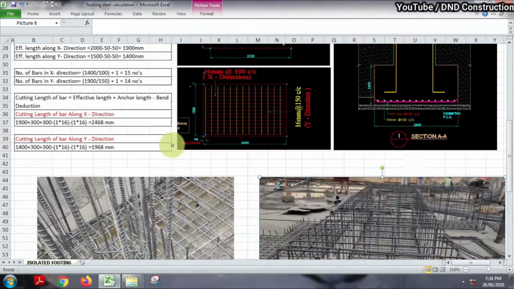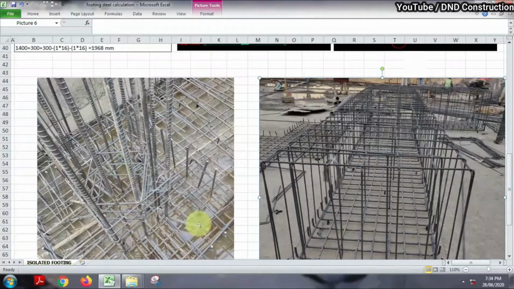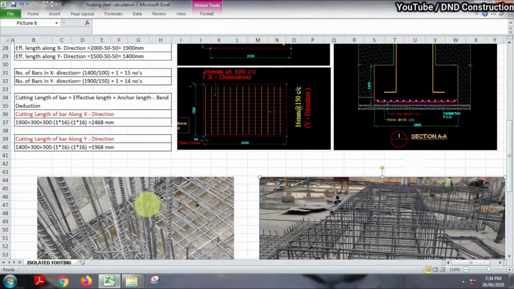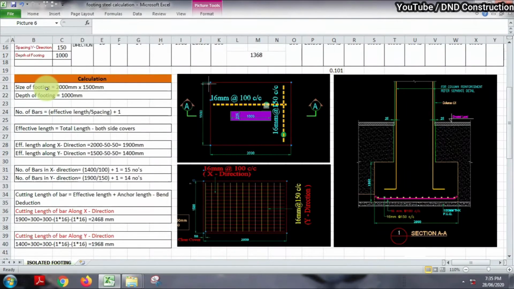When we calculate the cutting length in the Y direction, the cutting length is 1400 mm plus 300 plus 300 minus both side bend deductions. So when we calculate this distance, this is the cutting length along the Y direction. After calculation, we will get 1968 mm. So friends, you understood how to calculate the cutting length of this steel as per the drawing.